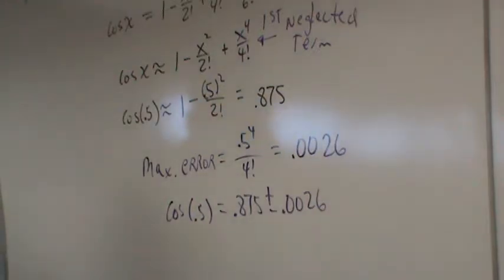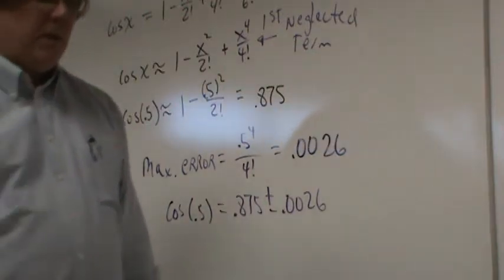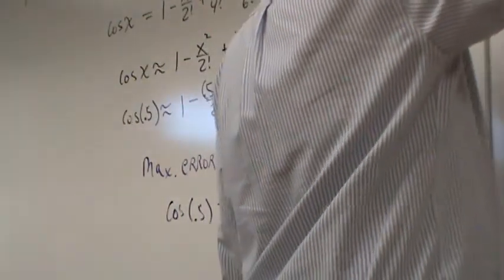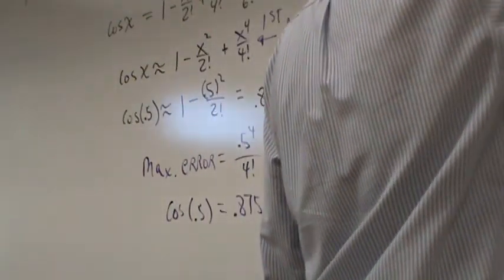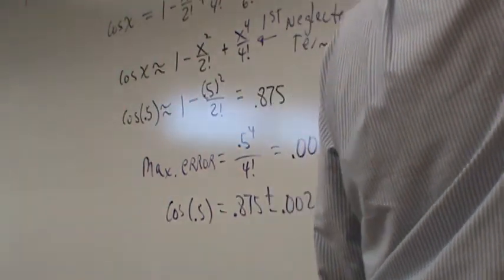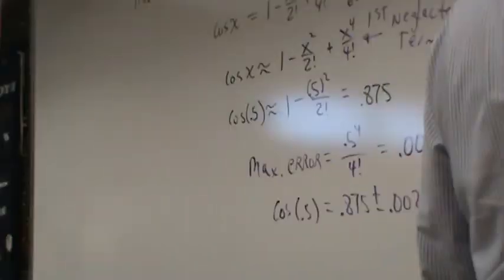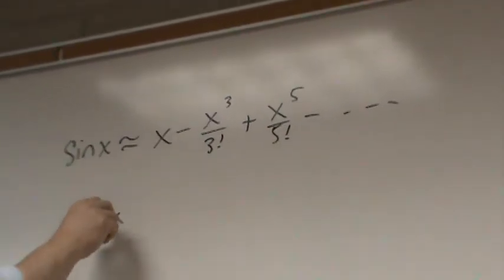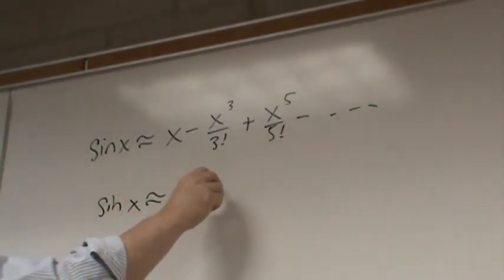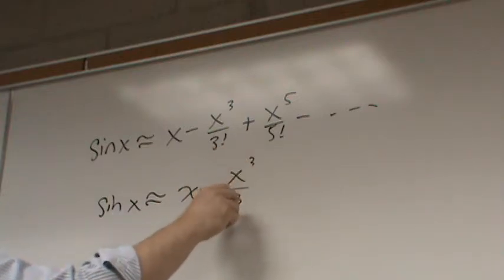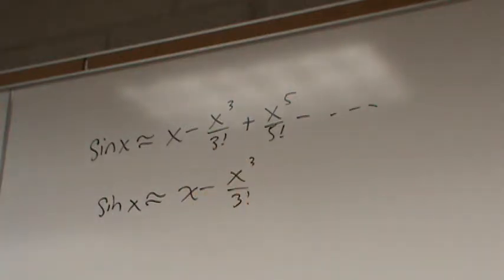You guys ready to do one on your own? Okay, that's what I like to hear. Then go ahead and you know how the sine of x is approximately equal to x minus x to the 3rd over 3 factorial plus x to the 5th over 5 factorial minus dot dot dot? Okay, so we're going to make an approximation. The sine of x is approximately equal to this, okay?